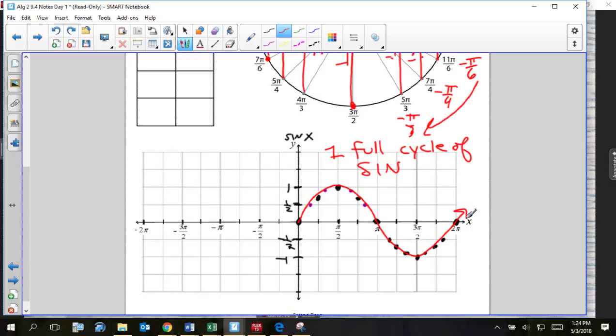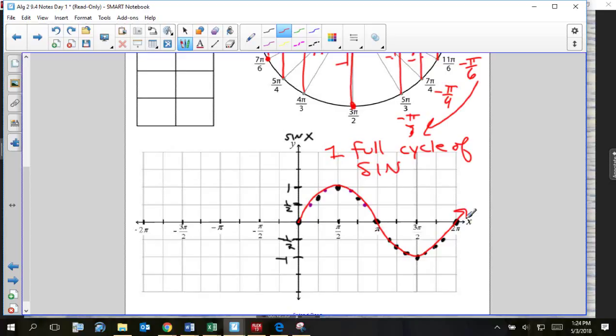Can you see I put an arrow at the end because it goes on forever. But it also goes on forever to the left. We can go clockwise around our circle in the negative, so we're going to continue this pattern. This shape is going to repeat itself over and over again.